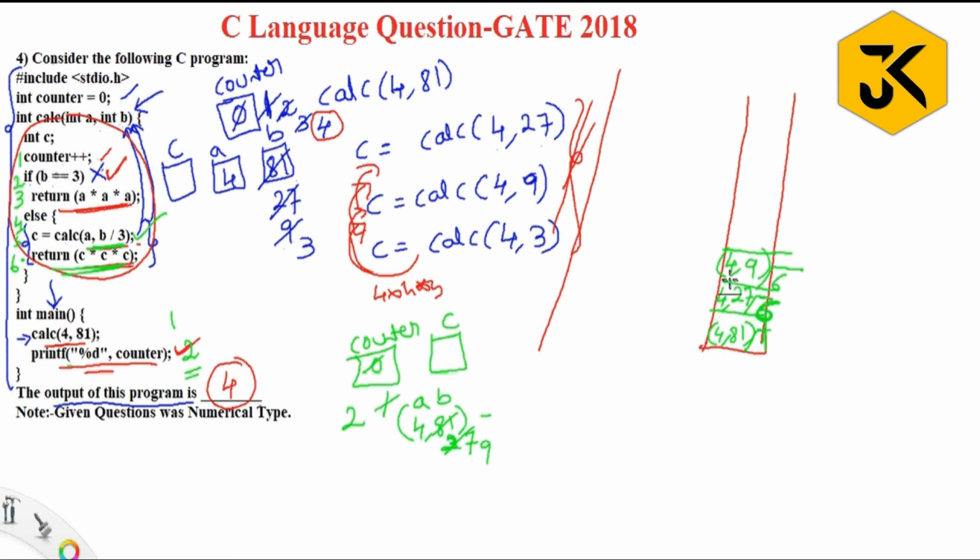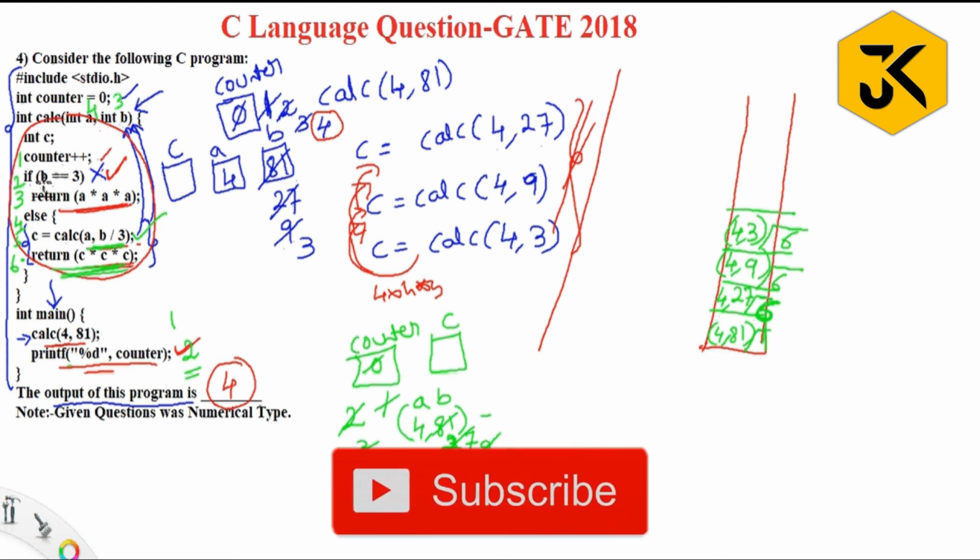Now 4 comma 9 is calling. Whenever 4 comma 9 is calling, the counter will be incremented. Now is 9 double equal to 3? No, once again it is going to execute the else block, calc of a comma b by 3, that is 4 comma 3. Now here the value is 3. After successful execution of 4 comma 3, the next statement to execute is the sixth statement. Now 4 comma 3 is passed here. Now the counter value will be 4. Is b double equal to 3? Yes, 3 double equal to 3.